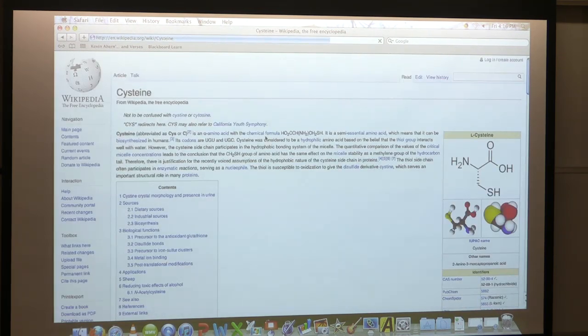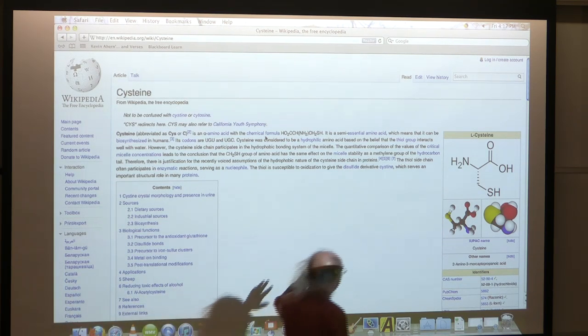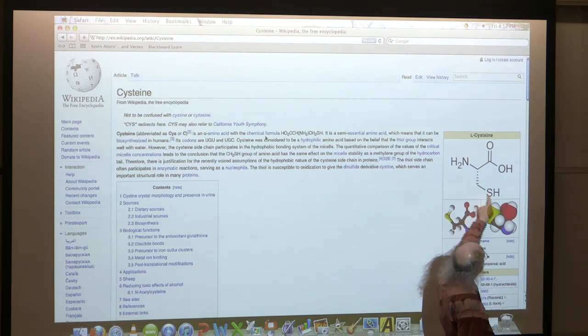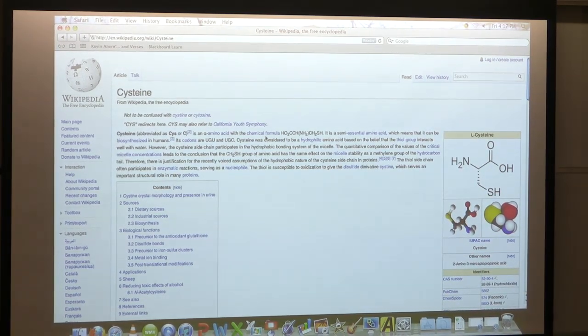And last but not least, in the polar category, we have this really interesting amino acid I'm going to say a few words about. It's the other sulfur-containing amino acid. This sulfur-containing amino acid is cysteine. Okay? Now, look at the nature of the sulfur in this amino acid. It exists as an SH. It's called a sulfhydryl. Okay?